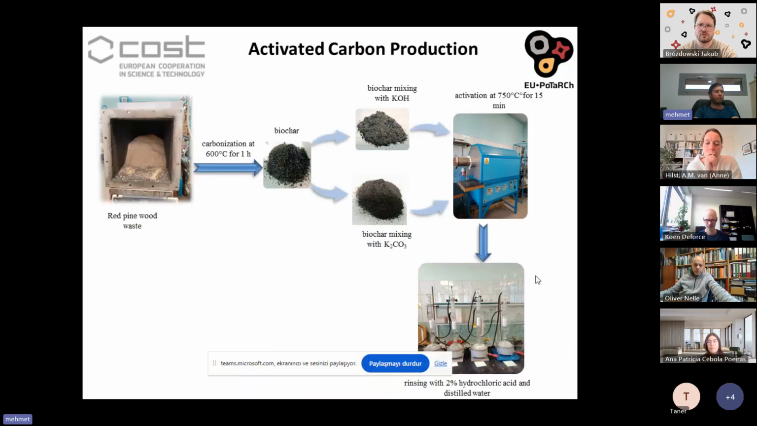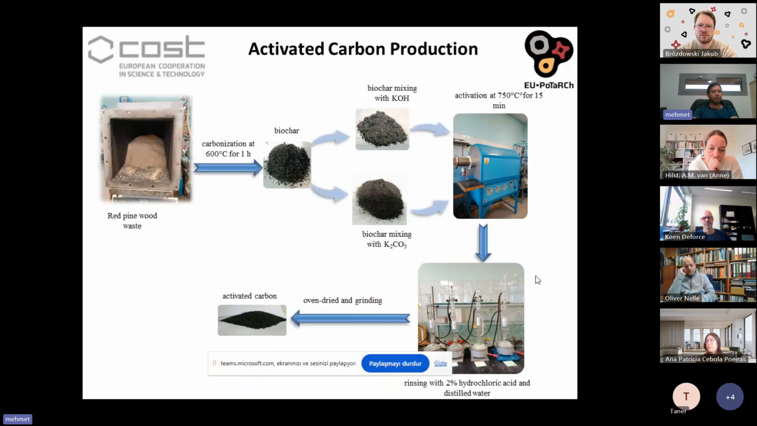After the activation, the activated carbon was extracted in a Soxhlet device for 8 hours using 2% hydrochloric acid, and then another 8 hours with distilled water, 2 times. After that, we dried it in the oven for one night and ground it, and it is ready for use for particleboard production.